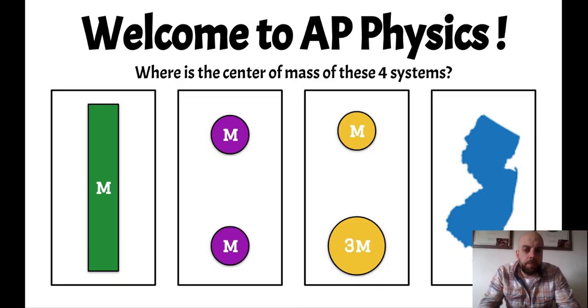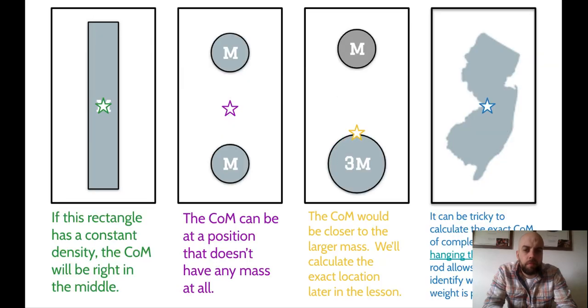For this problem, my question is, where is the center of mass of these four systems? Pause the video and take some time to think about where the center of mass of these systems would be. Each of the center of masses of these systems is at the location of the star shown.